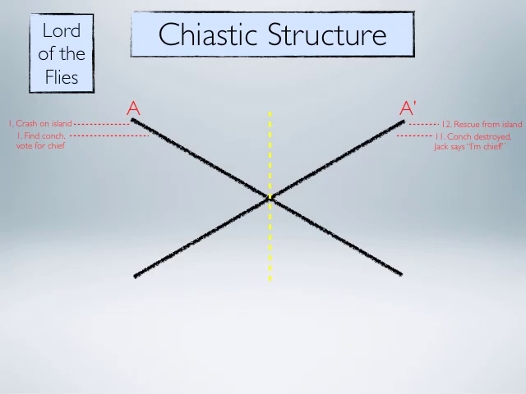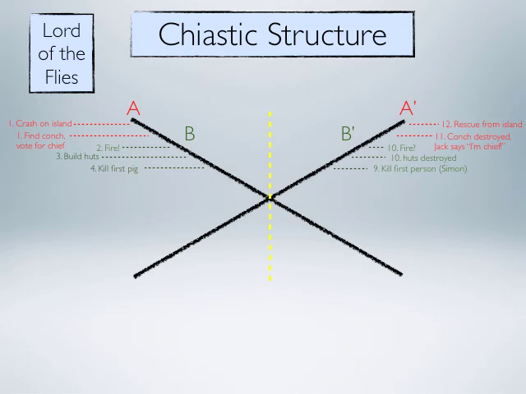Shortly thereafter, Piggy finds the conch, and they have a big meeting, and they vote for chief. Well, in chapter 11, in the A prime, the conch is destroyed. And on the same page that the conch is destroyed, Jack turns and says, "I'm chief." Okay, you have the same language, you have the same events reflected. Let's see if this continues.